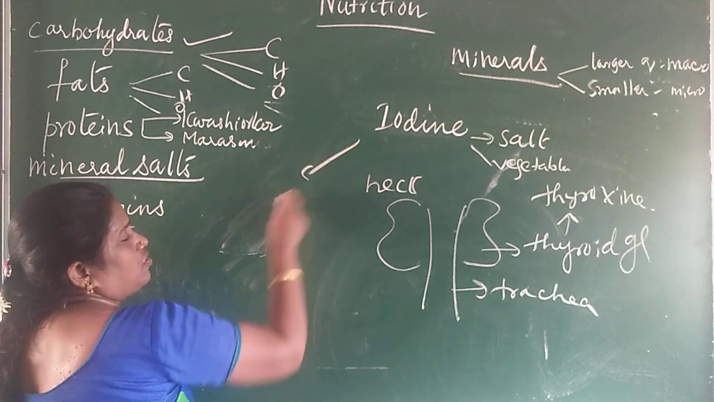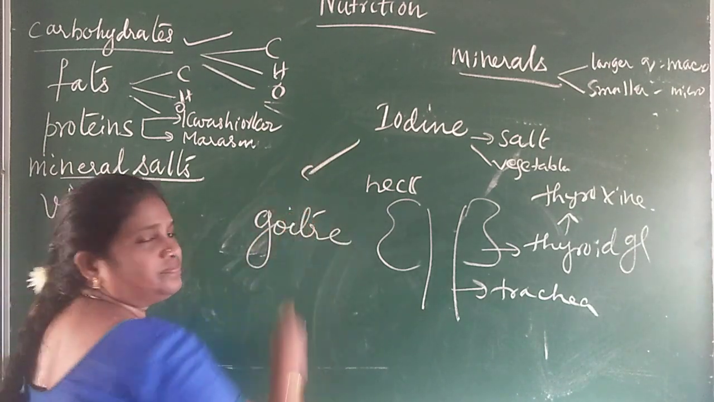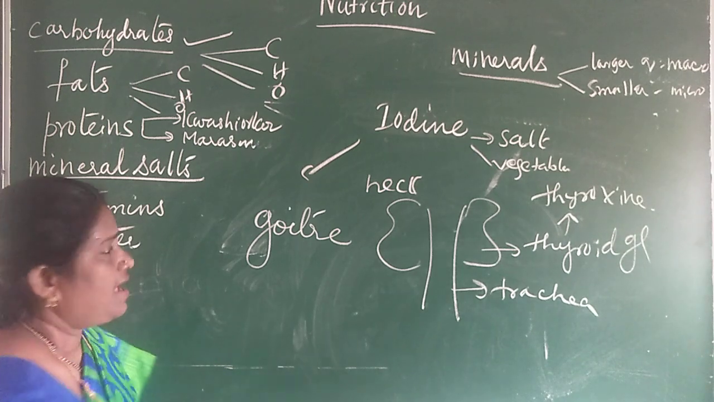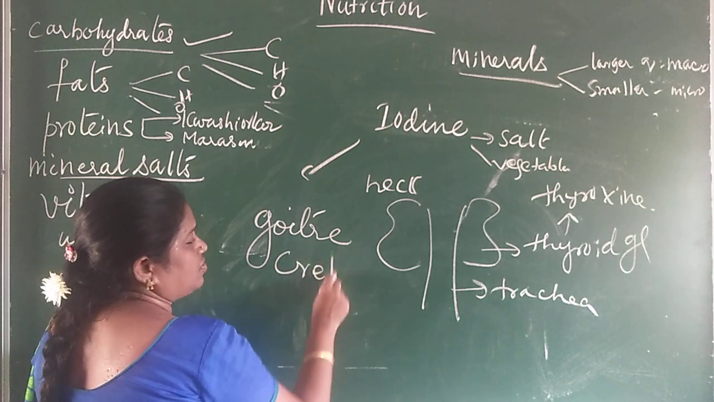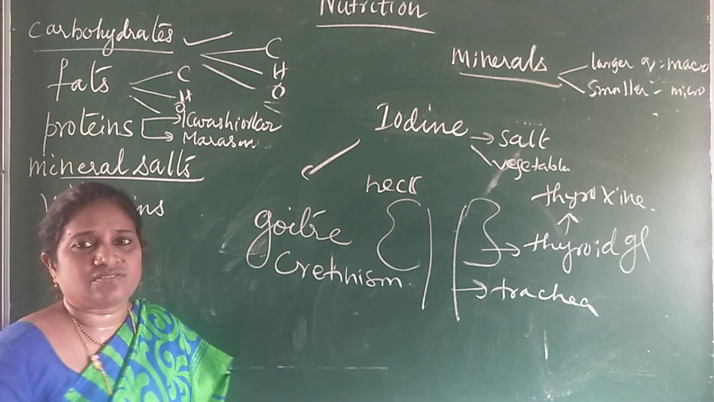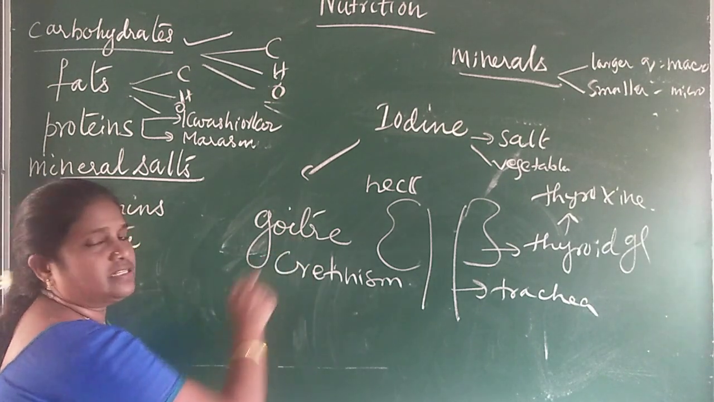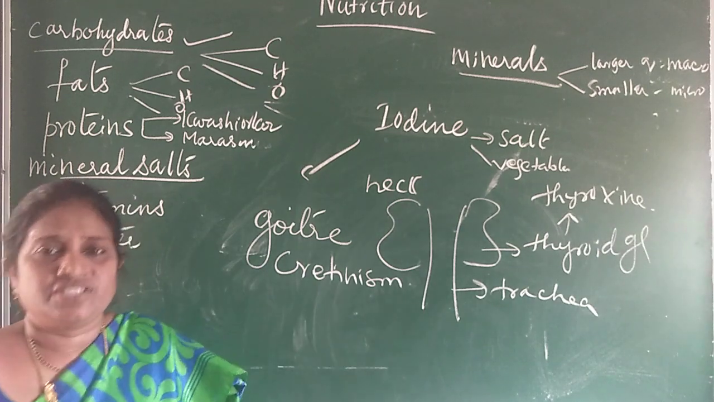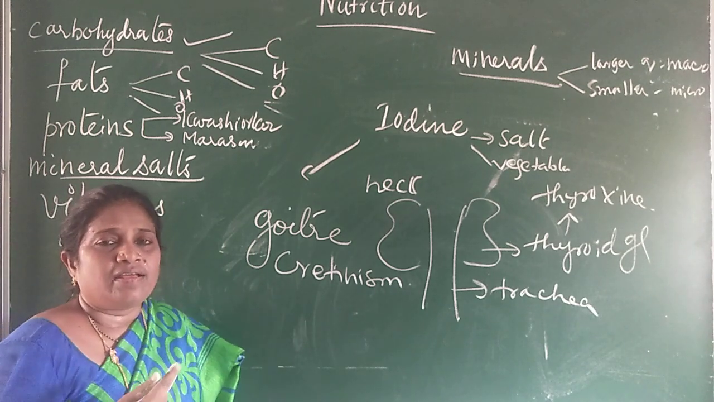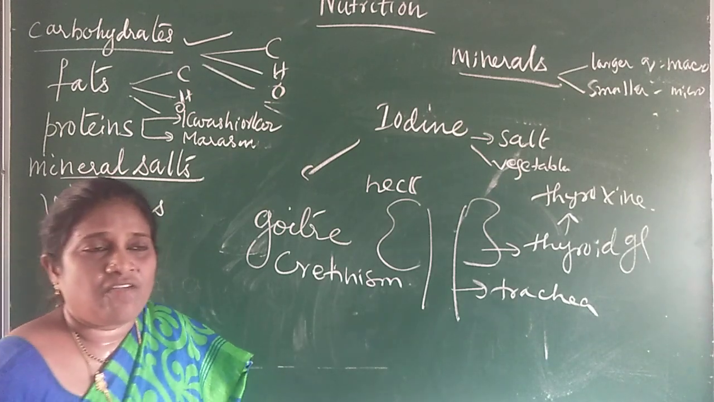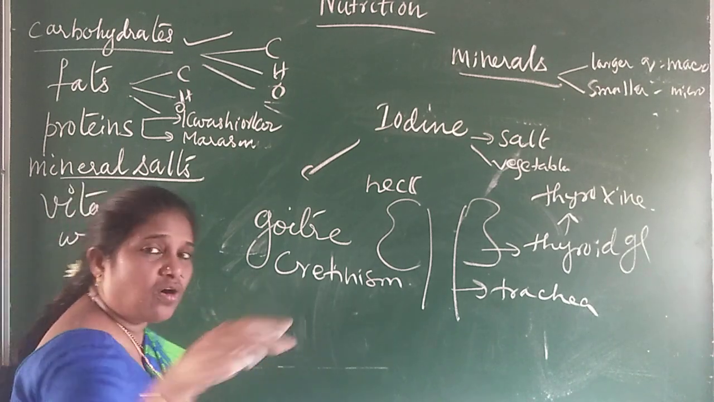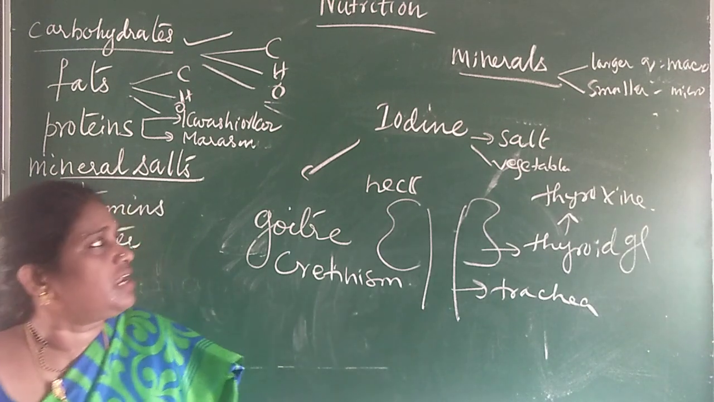Iodine deficiency causes a disease called goiter in adults, where the thyroid gland is swollen and forms a ball-like structure in the neck region. Whereas in children, it causes a disease called cretinism. I repeat, iodine deficiency causes two diseases, goiter and cretinism. Goiter is seen in adults and cretinism is seen in children. Goiter is enlargement of the thyroid gland. Cretinism is seen in children, where you have poor mental and physical growth, mainly mental retardation, stunted growth, and small stature due to the lack of iodine.